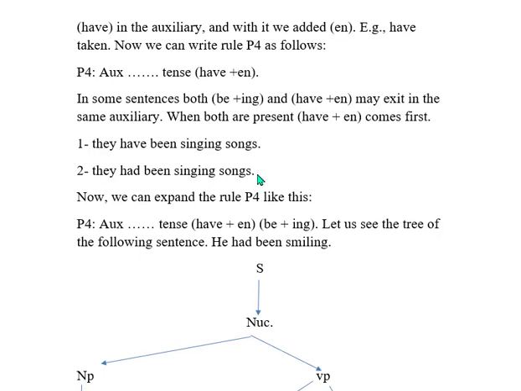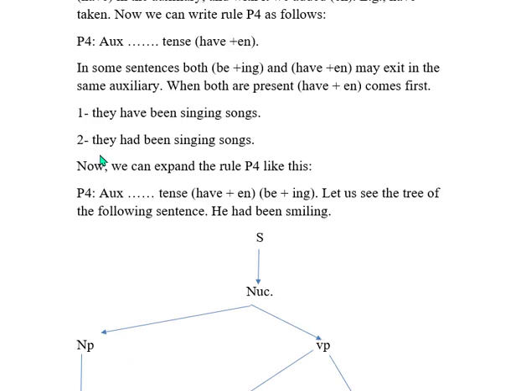They had been singing songs. Now we can expand the phrase structure 4 like this. When we say we can expand, that means we can generate another structure. That means phrase structure 4: auxiliary, tense, have plus en, as we said in this phrase structure 4, be plus ing.